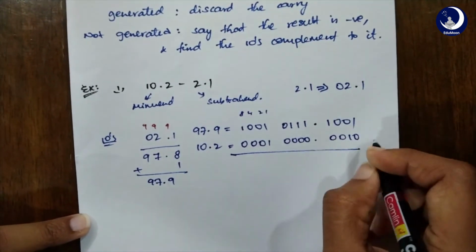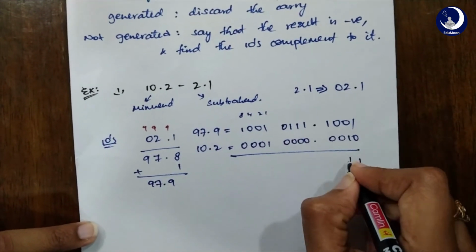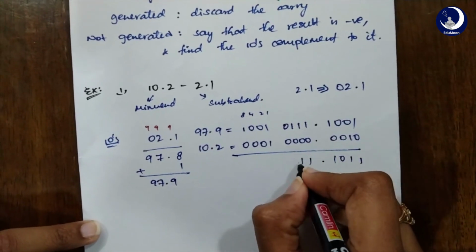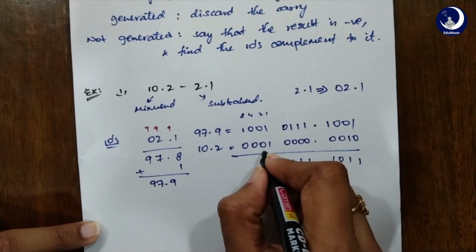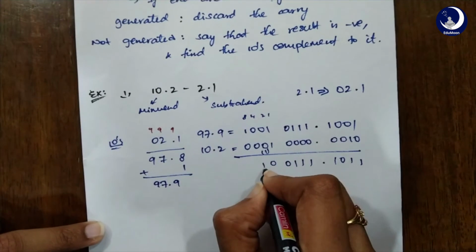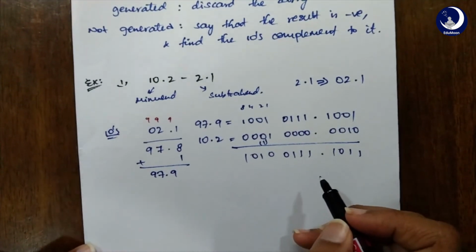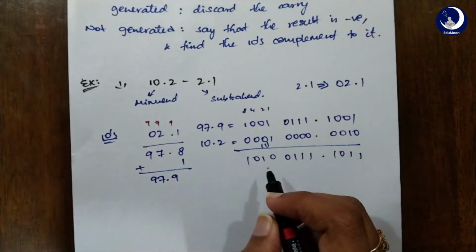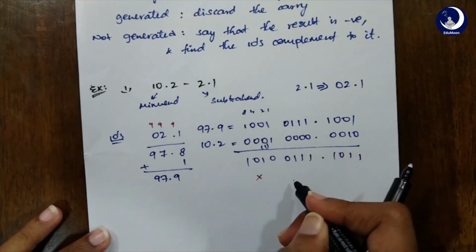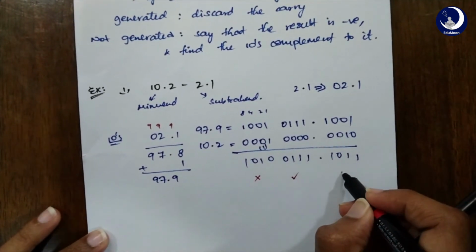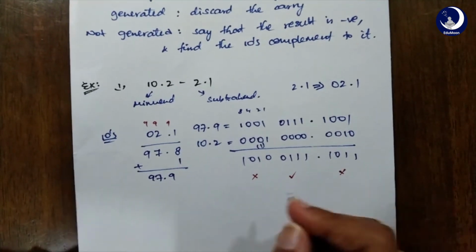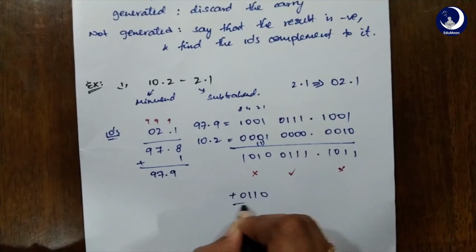Now do your regular BCD addition. 1101 dot 1110 0110 and a 1. Now check which of these are valid BCD numbers. This is not a valid one. Well, this is a valid one, and this is also not a valid one. Now what we will be doing is adding 6 to these two.